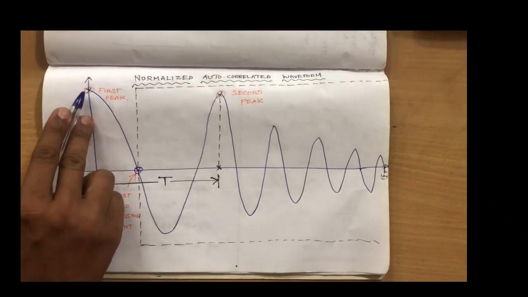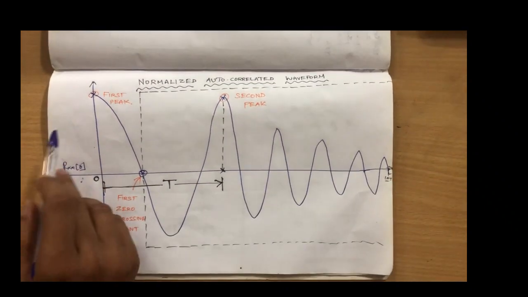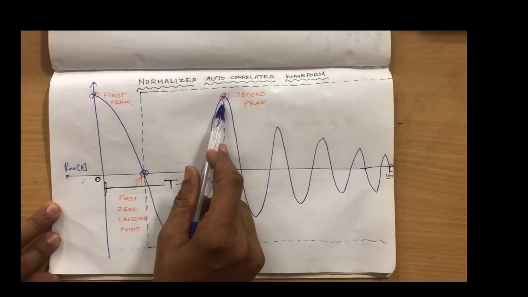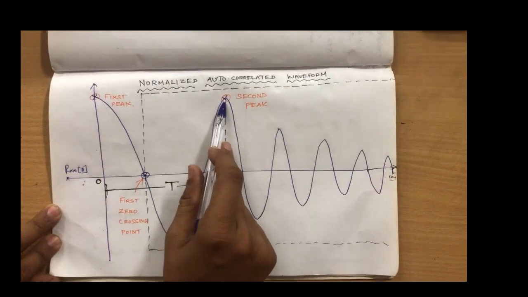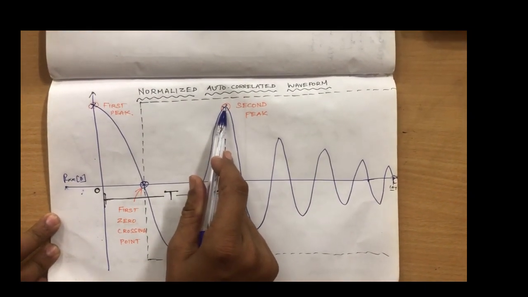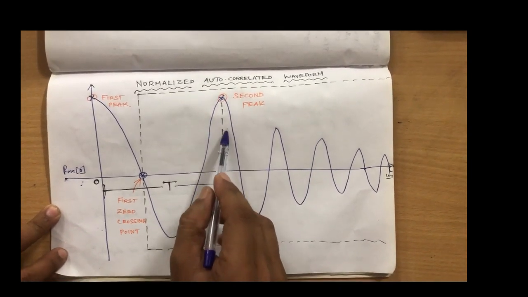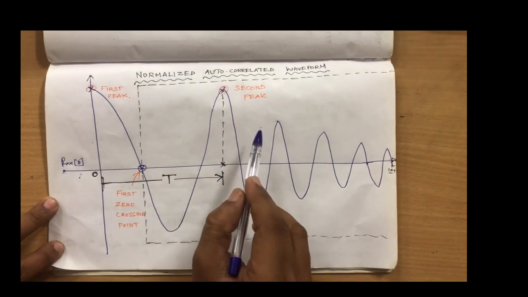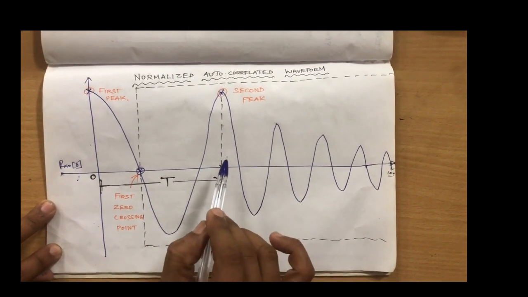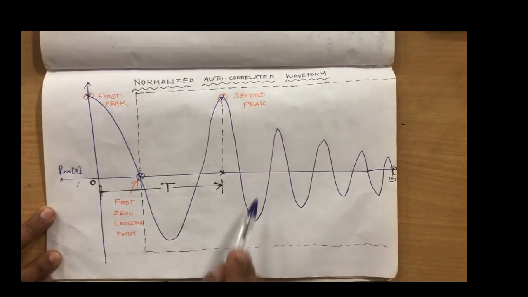To measure the pulse rate, we have to find out the second peak. The time interval between the first peak and second peak will help us find the period of the signal, and from that we can find the pulse rate. How to find the period of the signal, that is what we are going to discuss now. The autocorrelated waveform looks like this.